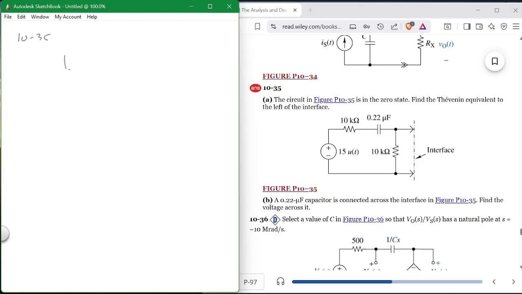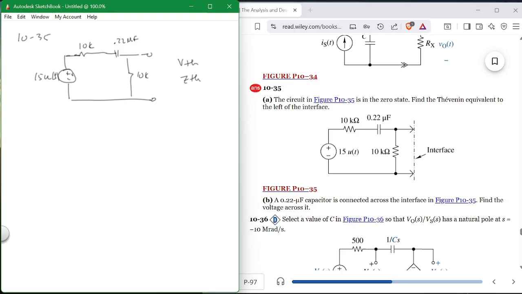So here we have a circuit with a 15 u of t, which is basically a battery, plus and minus. We've got 10K up here. We've got a 0.22 microfarad capacitor, and we have a resistor. So this is 10K. What would be my Thevenin equivalent to the left of the interface? What is V Thevenin? What is Z Thevenin?